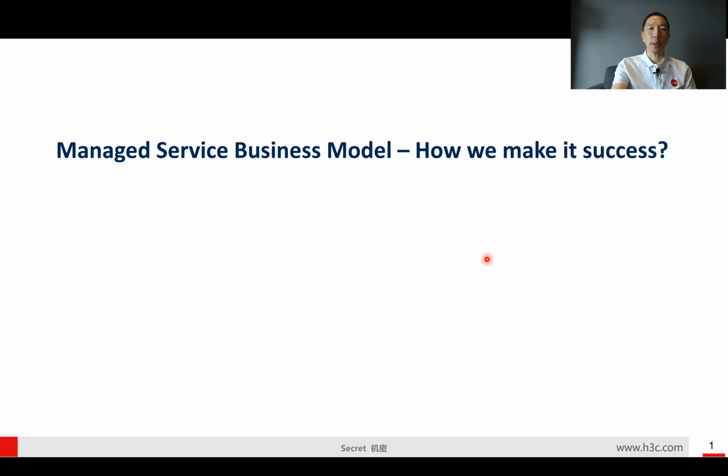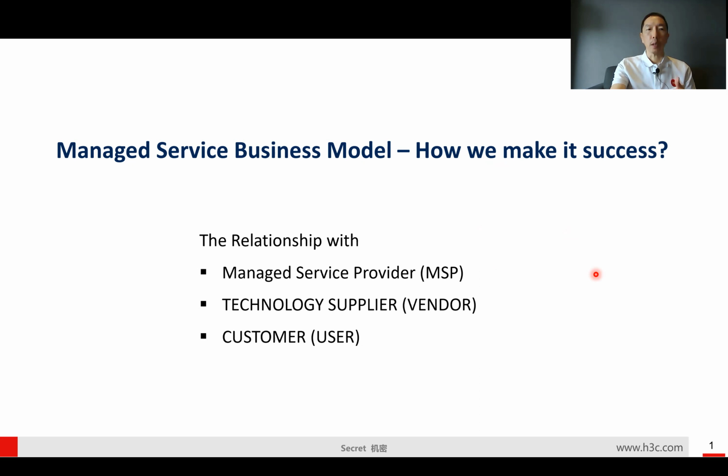So this is a very general topic, but I would like to view this topic from another angle. I try to explore the relationship between three major players in this managed service business model: the MSP, the managed service provider who provides the overall solutions to the customer, the technology supplier, and the user. Of course, it is a triangular relationship, but actually not very complicated. When I explain point by point, then you can understand which are the important things.